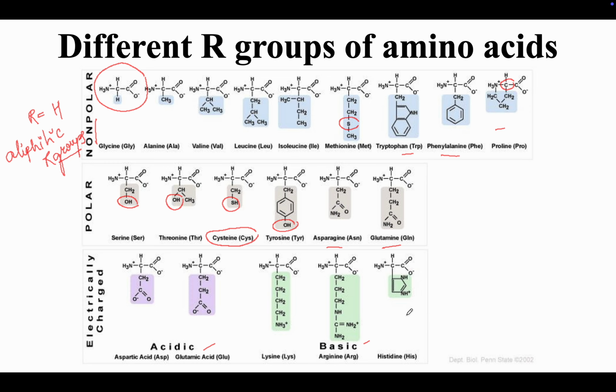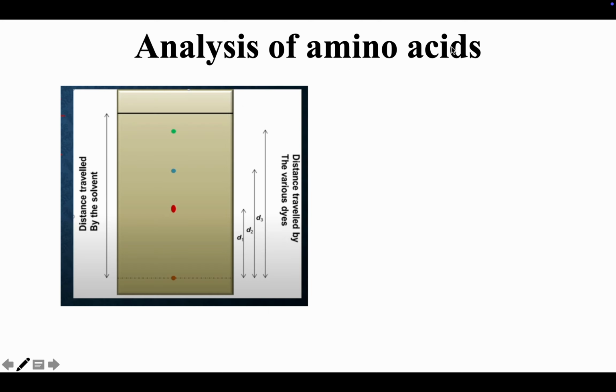And then we have histidine. Histidine is also a very important amino acid, and it is found in most of the active sites in the proteins. So these are the different amino acids based upon R groups. Next, if we want to analyze different types of amino acids, we could use different techniques like thin layer chromatography.